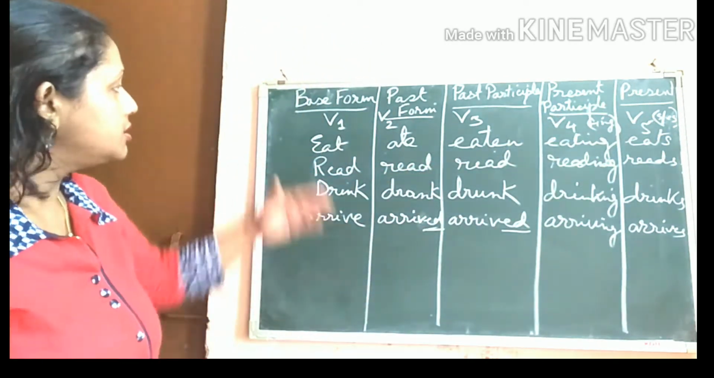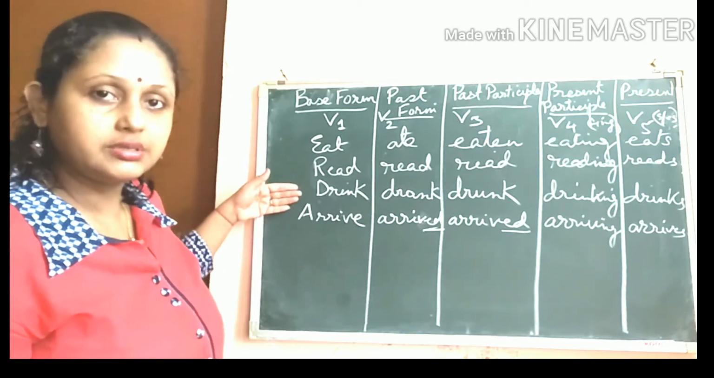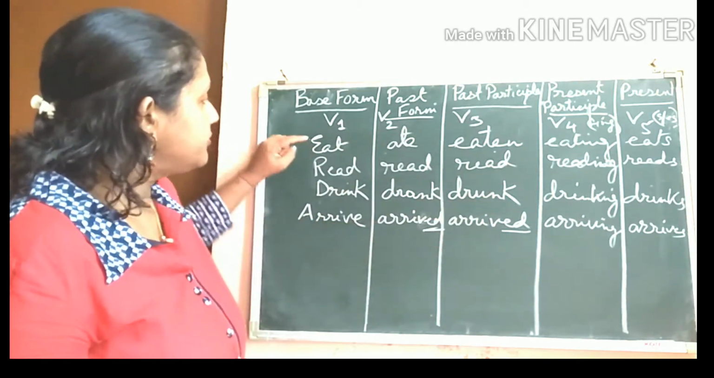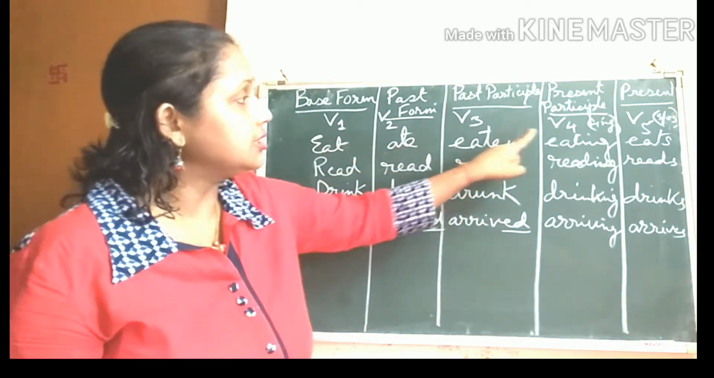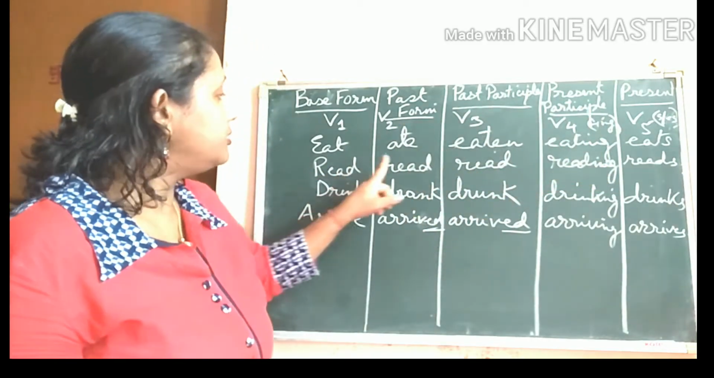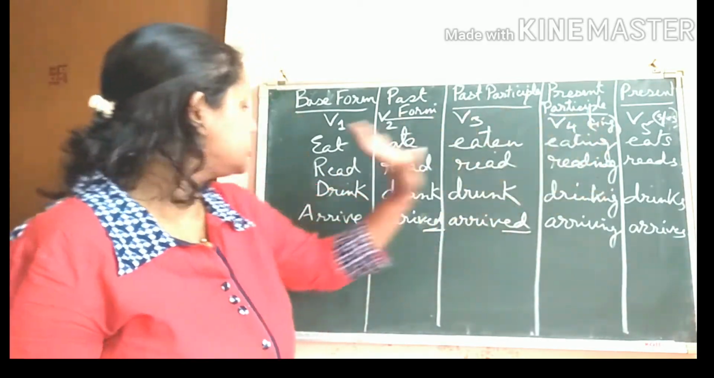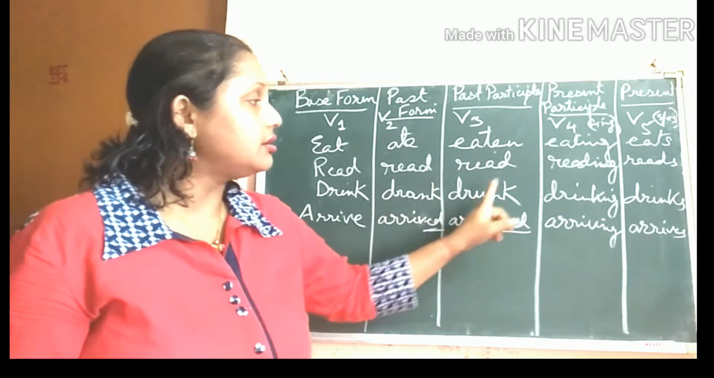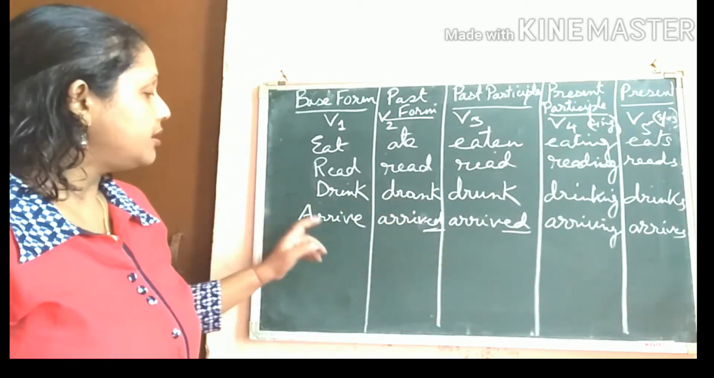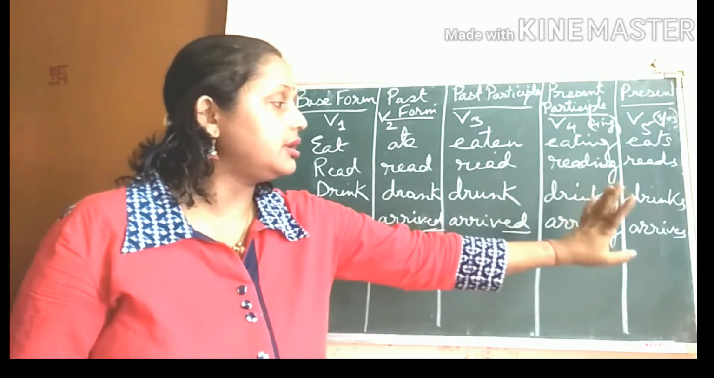So I have written here 4 verbs. You can see them and their forms. The first one is eat, ate, eaten, eating, eats. Read, read, read, reading, reads. Drink, drank, drunk, drinking, drinks. Arrive, arrived, arrived, arriving, arrives.